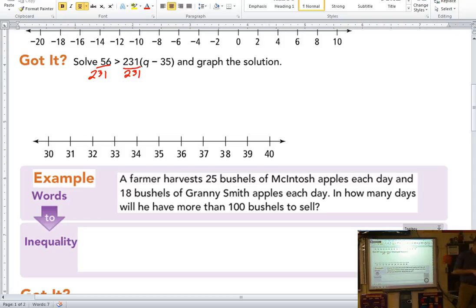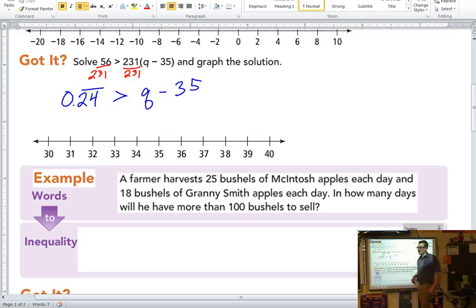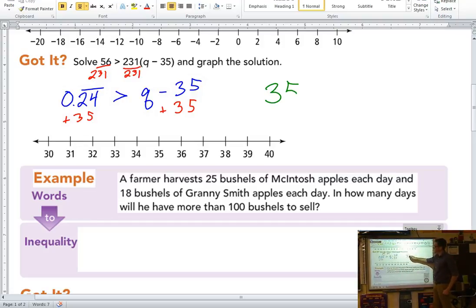Did you get the same thing, Andrew? The 0.24 repeating? So that's greater than Q minus 35. So were you trying to tell me what to do next? So then I add 35. But here's the thing, that 35 doesn't affect the repeating decimal. So now what we get is 35.24 repeating forever is greater than Q.